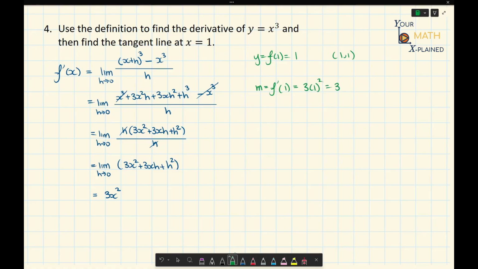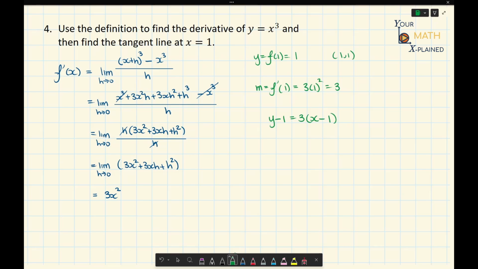And now we can go ahead and use the point slope form to write out the equation of the tangent line. So we get y minus the y value of the point is equal to the slope times x minus the x value of that point.